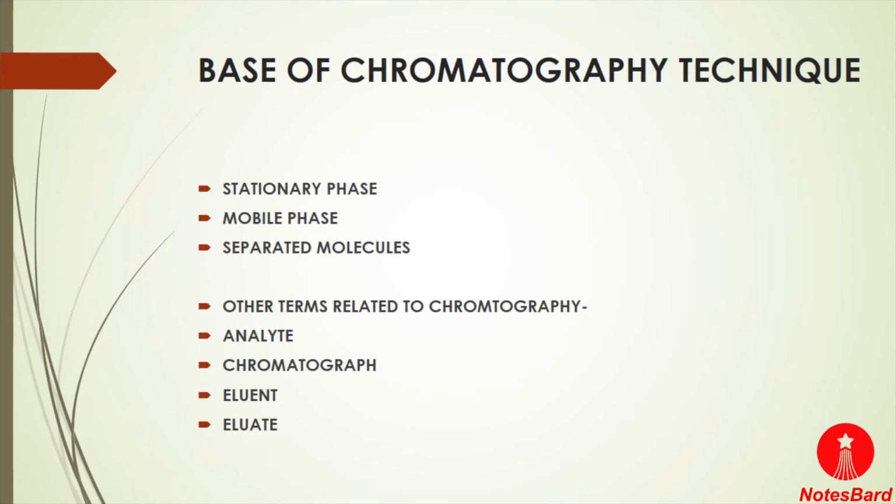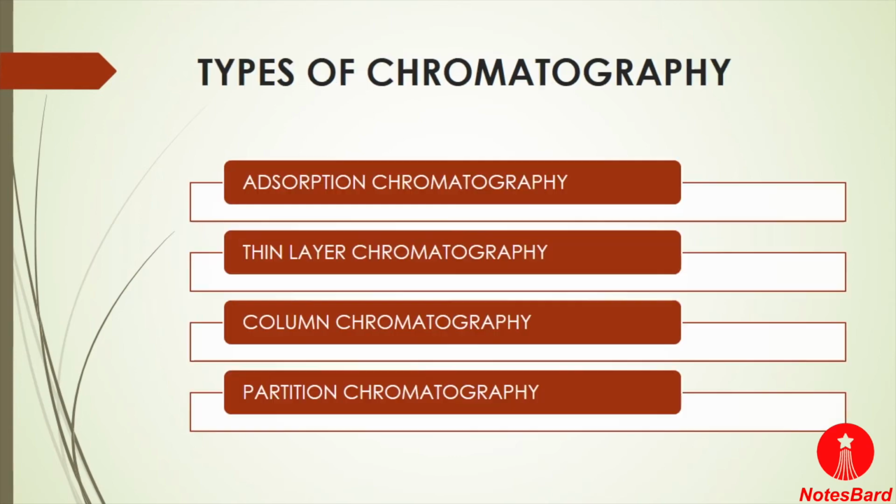phases, eluotropic series, and solute, solvent, and detector, which is the instrument used for the quantitative and qualitative detection of the analytes after the separation of these pigments. So these are the basis of the chromatography technique, which are named as stationary phase, mobile phase, and separated molecules.